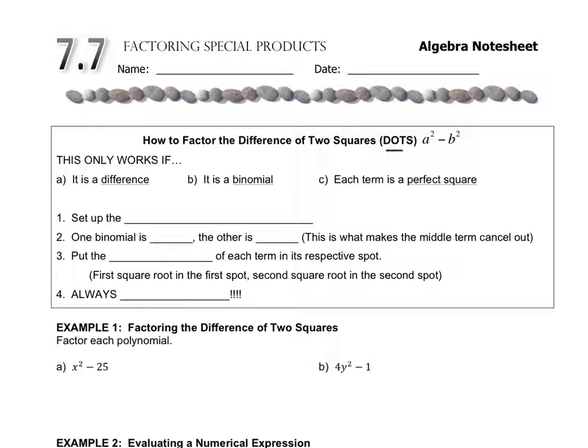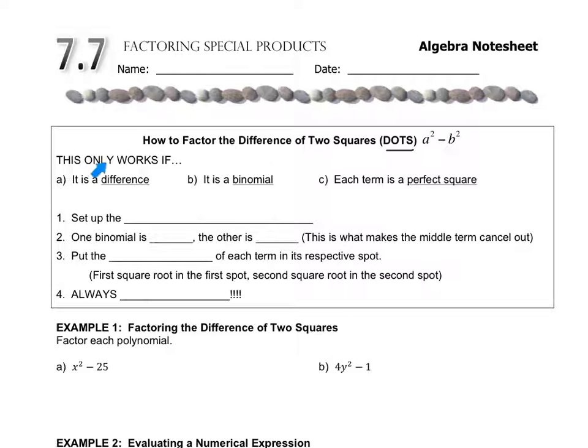that as the DOTS. And what that one looks like, as you'll notice, is that we have a squared and a b squared, but we don't have that middle term that we've been seeing in all the other trinomials. So we want to keep that in mind when we're looking for if we see a DOTS to do. So this one only works when a few things happen.